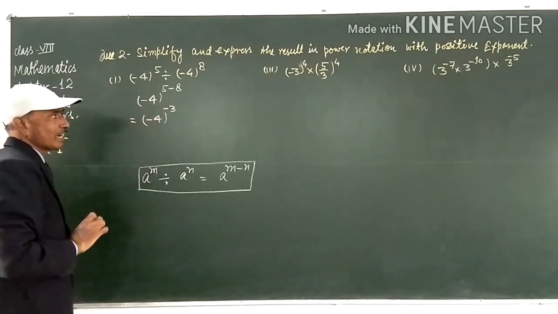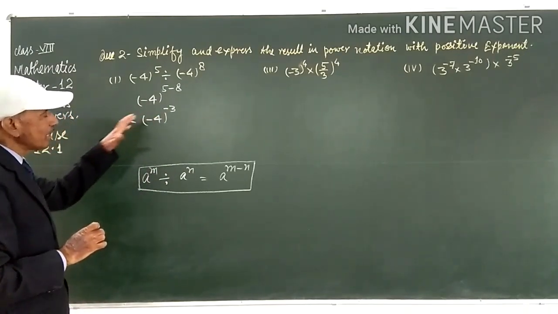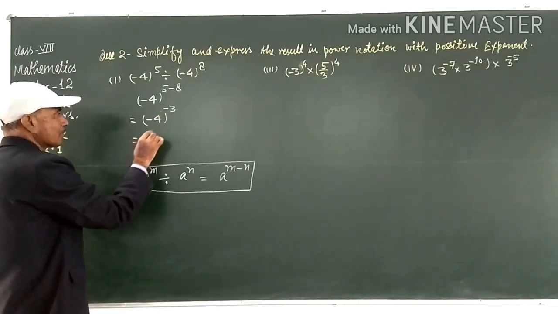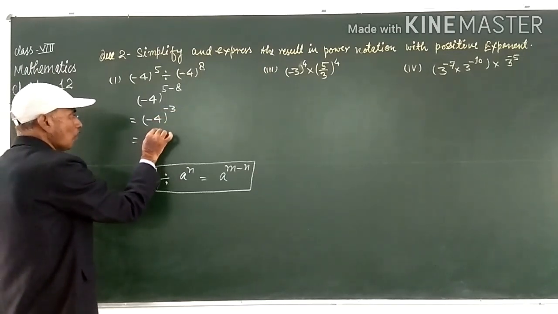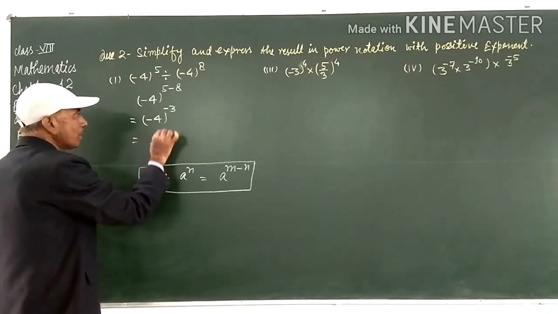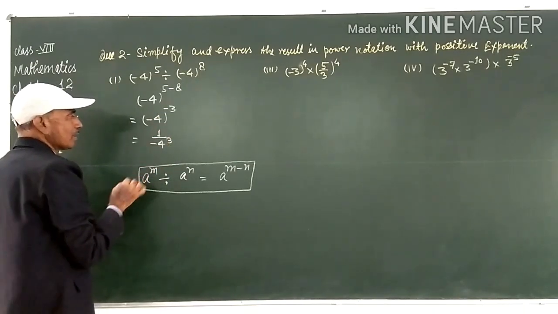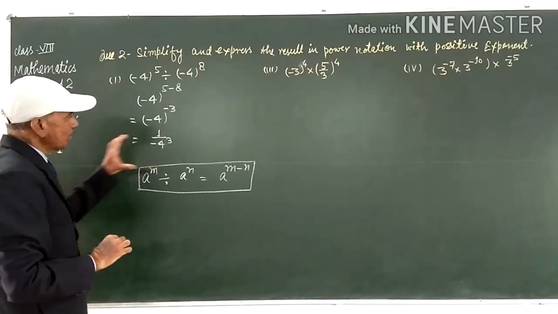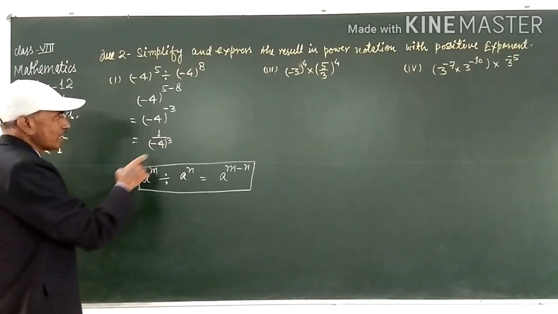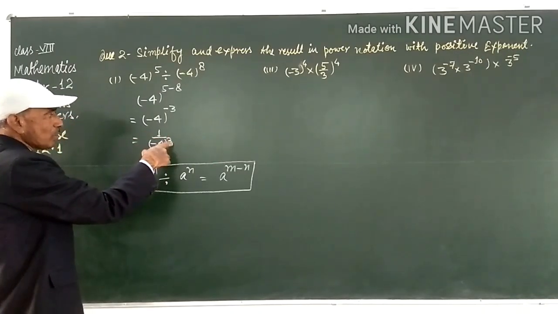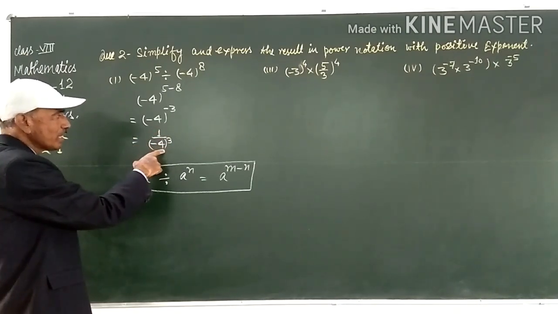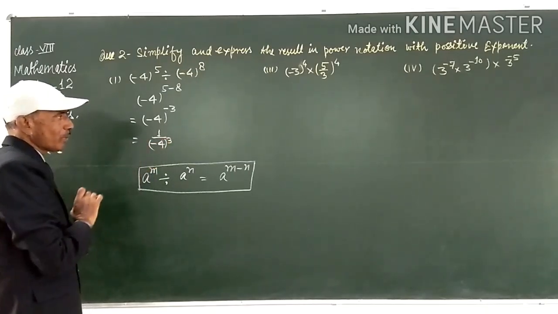So the exponent is negative here, but we have to write the exponent in positive. So we have to write this as 1 upon (-4) to the power 3. Clear, students? So this one will be 1 upon (-4) to the power 3, whole power 3. This is the positive exponent. So the answer will be 1 upon (-4) to the power 3. This is in power notation, and the exponent is positive here.